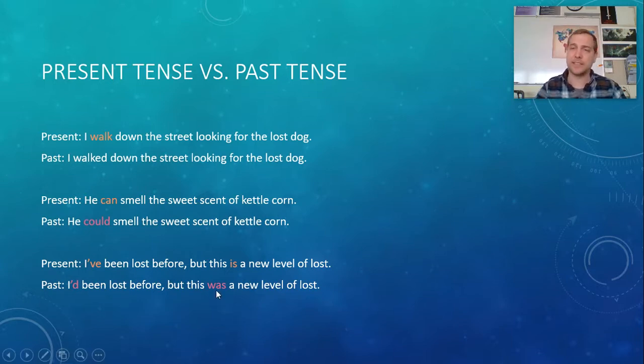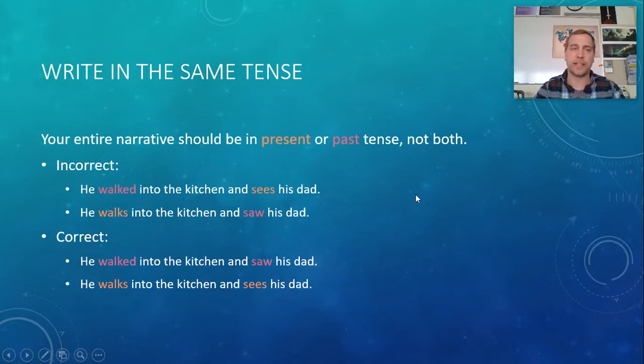And so the past tense is you are telling things that happened already, right? Whereas the present tense is happening now. You're walking your reader through the story that's happening now. But your narrative should be entirely in the present or the past tense, but not both, right?